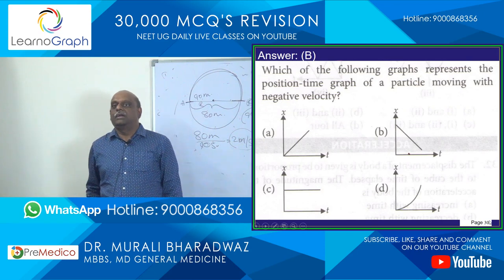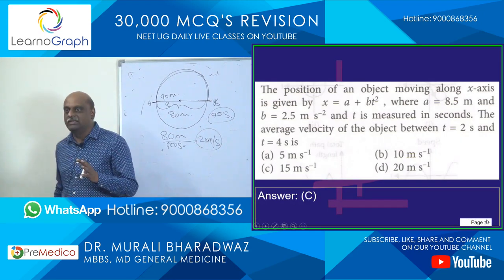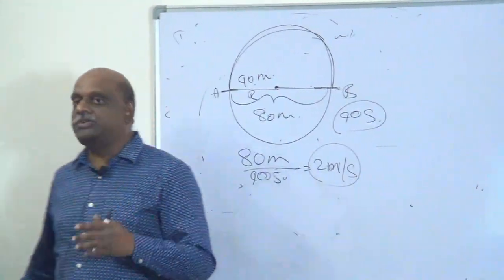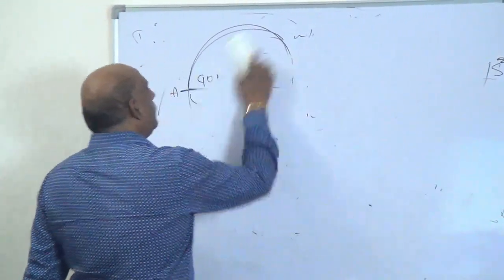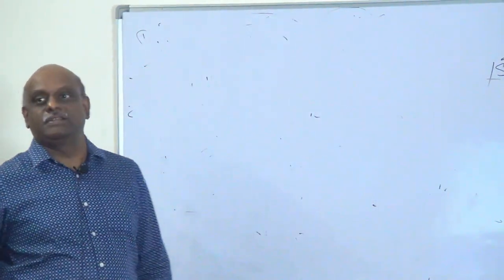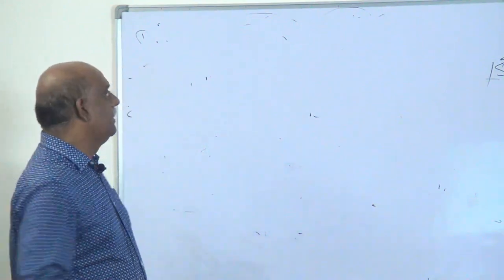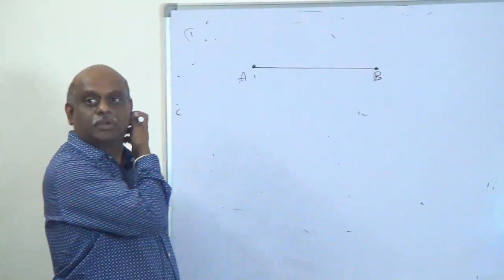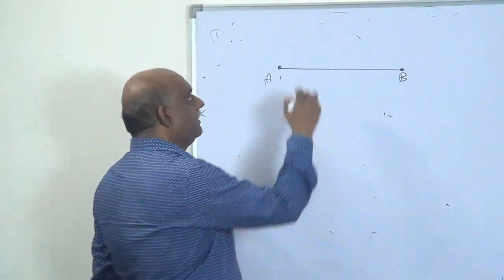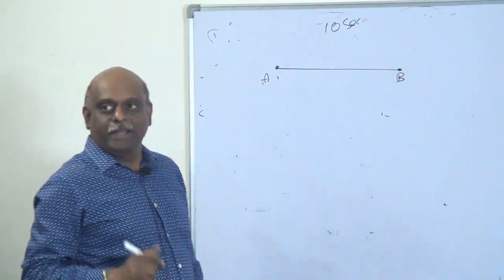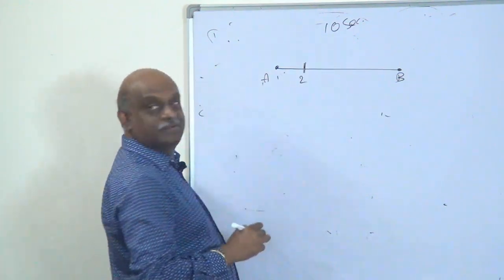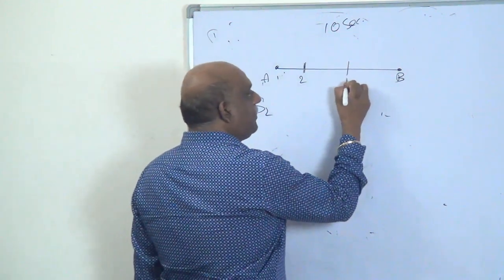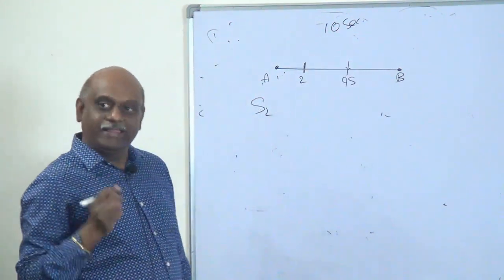Now, for this, you should understand that, give me the board. Average velocity, what is your displacement at a given point? Now, let us take something that started at A and reached B. Let us say from A to B it took 10 seconds. But at 2 seconds, he is at some distance, and that distance is called S2. And at t is equal to 4 seconds, he is at another distance. Let us call that distance S4.